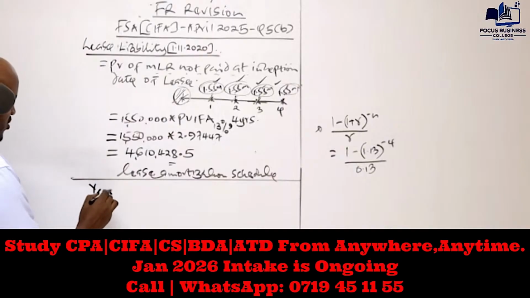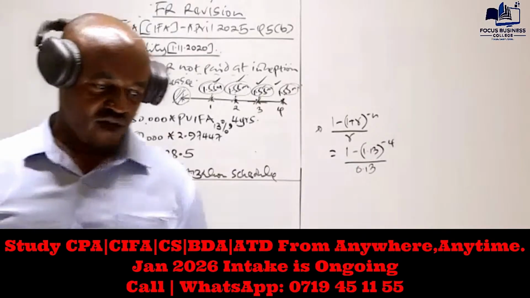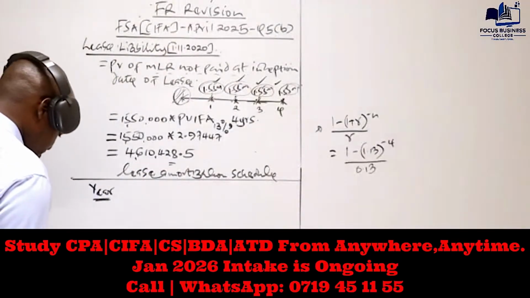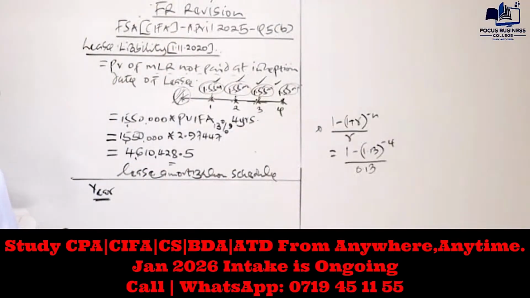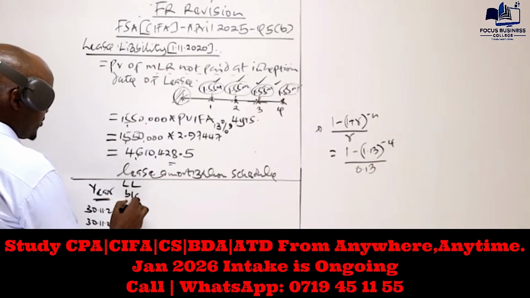Take into account our lease is for 4 years. We need to have 4 years here, or you can have the specific dates when those 4 years were ending. Those specific dates are given in the requirement. The first year ended 30th of November 2021, then 30th of November 2022, 30th of November 2023, and 30th of November 2024.